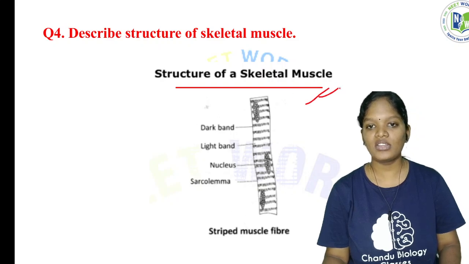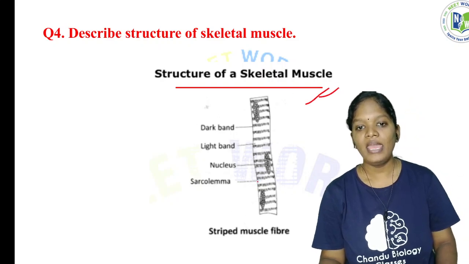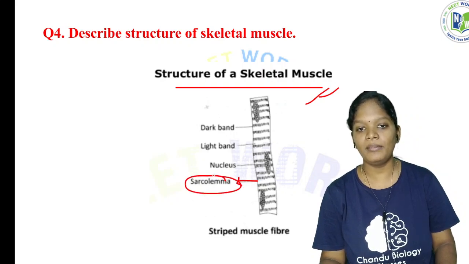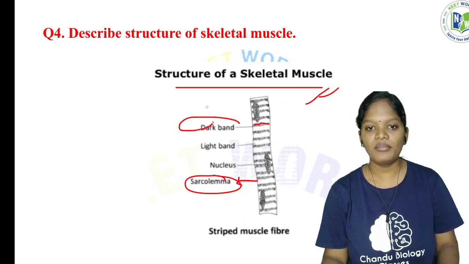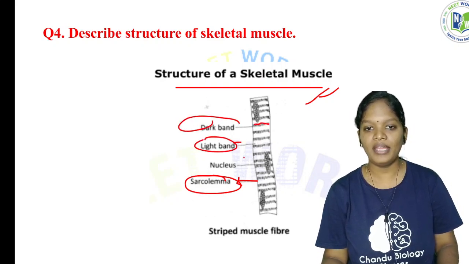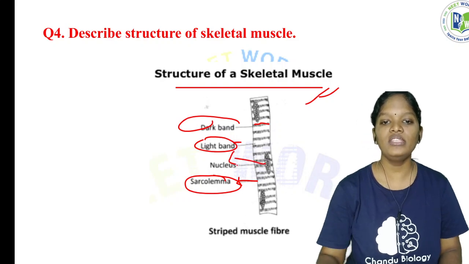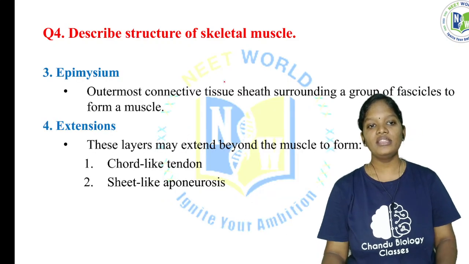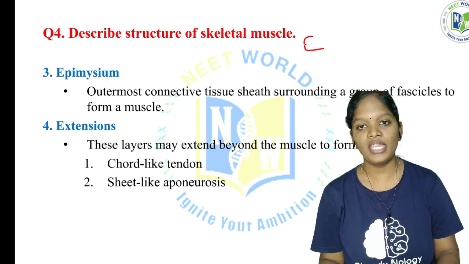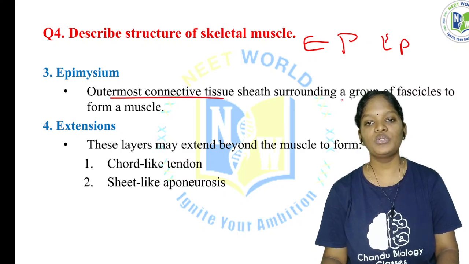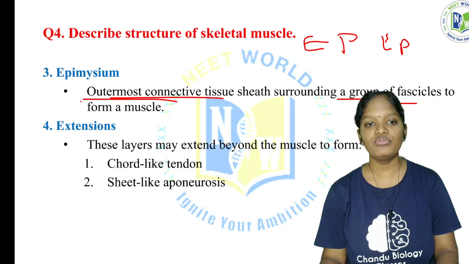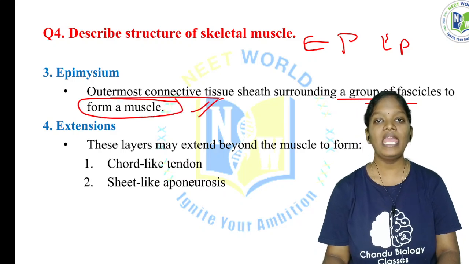Just look at this. In the skeletal muscle, the cell membrane of the muscle we call the sarcolemma. This band is called a dark band, and this band is called a light band, and definitely there will be the presence of the nucleus. The third structure: we have studied the endomysium and perimysium, now the epimysium. The epimysium is an outermost connective tissue sheath surrounding a group of fascicles to form a muscle. This is called an epimysium.